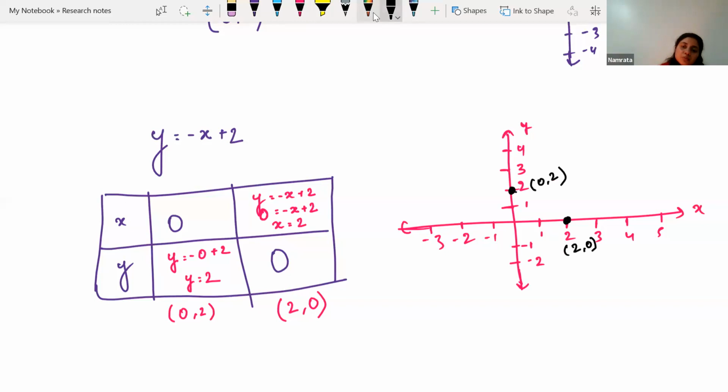Once you join both the points with the help of a scale, obviously, like this, then you will get the graph of y equals minus x plus 2. This is the line which represents y equals minus x plus 2. This will be a straight line, like the graph of the linear equation which we are having in two variables.